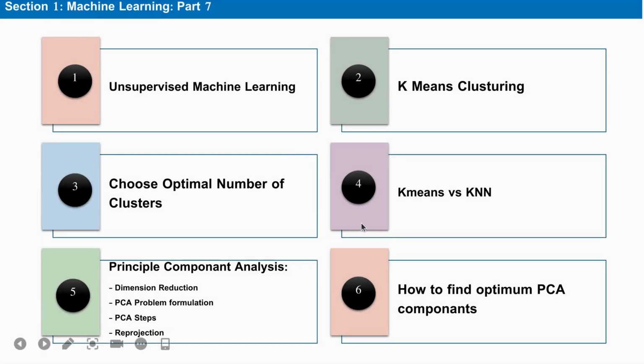In this video, we are going to cover unsupervised machine learning, the K-means clustering algorithm, how we can choose the optimal number of K clusters, and K-means versus KNN, which is also called k-nearest neighbors. Then we will see principal component analysis and its intuition, and how to find the optimal PCA components.